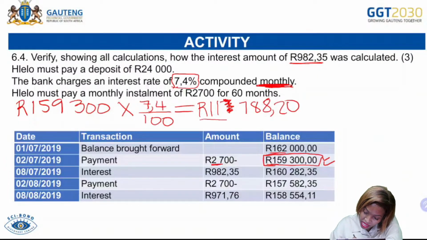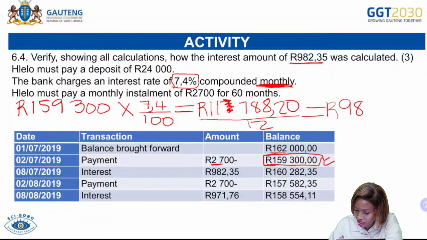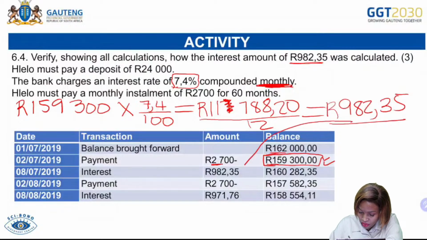So we are going to take this amount and divide it by 12 so that we can get the monthly interest, because with car loans, the interest is charged on a monthly basis. So divide that by 12. The answer is 982 rand and 35 cents. So that is how this value was calculated. Remember, with car loans, the interest is compound interest. And how often? Monthly, on a monthly basis.